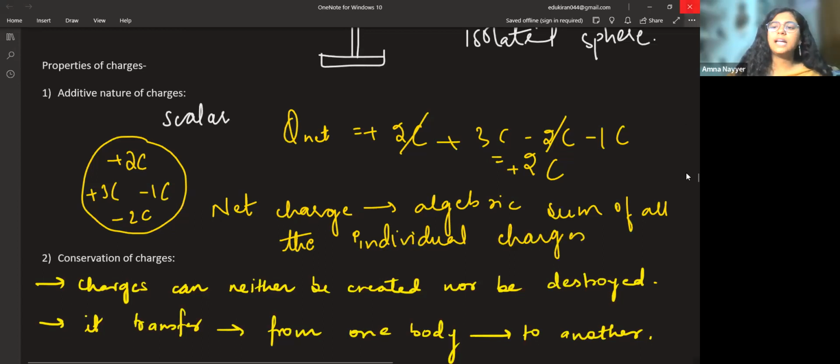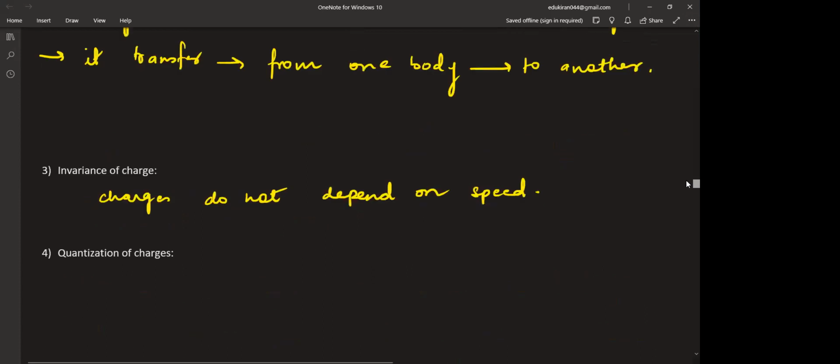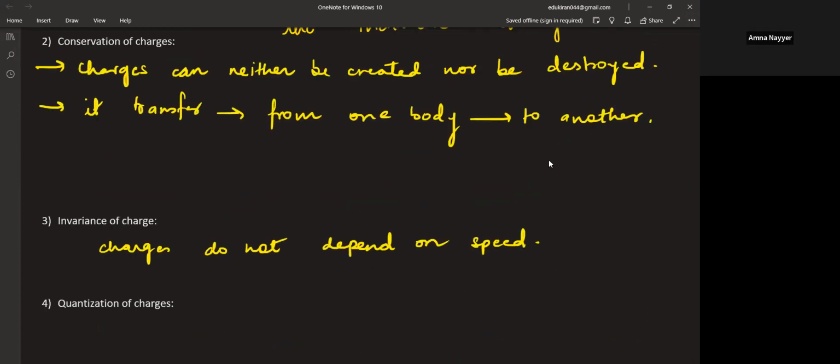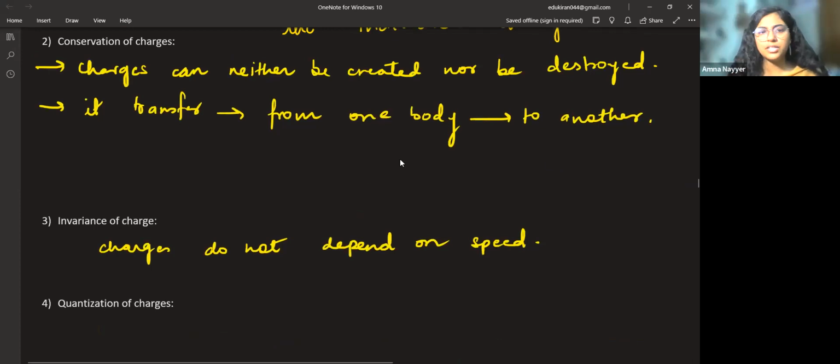Come to the second, that is the conservative nature of charge, conservation of charges. Then second is conservation of charges. All right. When we're talking about the conservation of charges, charges can neither be created nor destroyed. It means we have already studied that it's the transfer of charges that occurs, right?